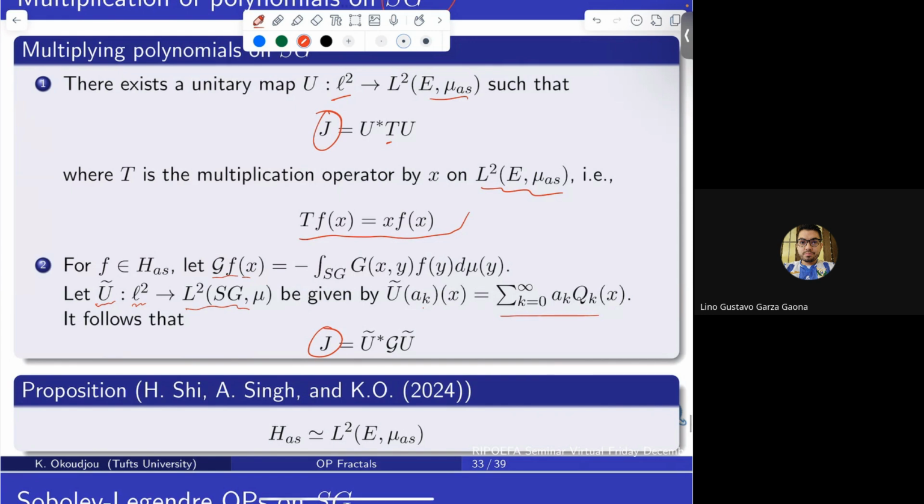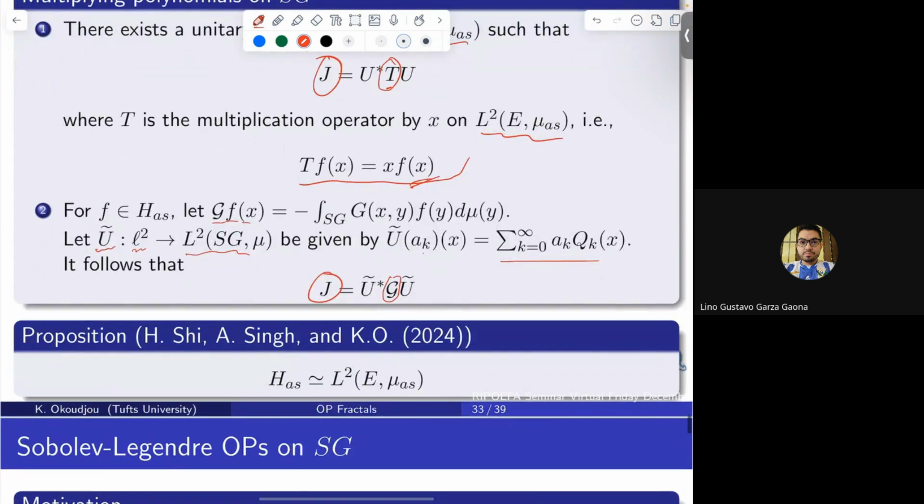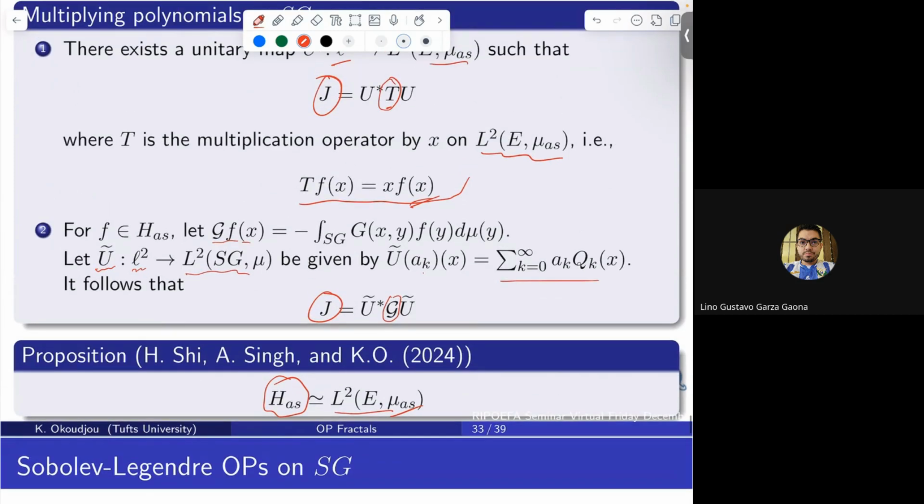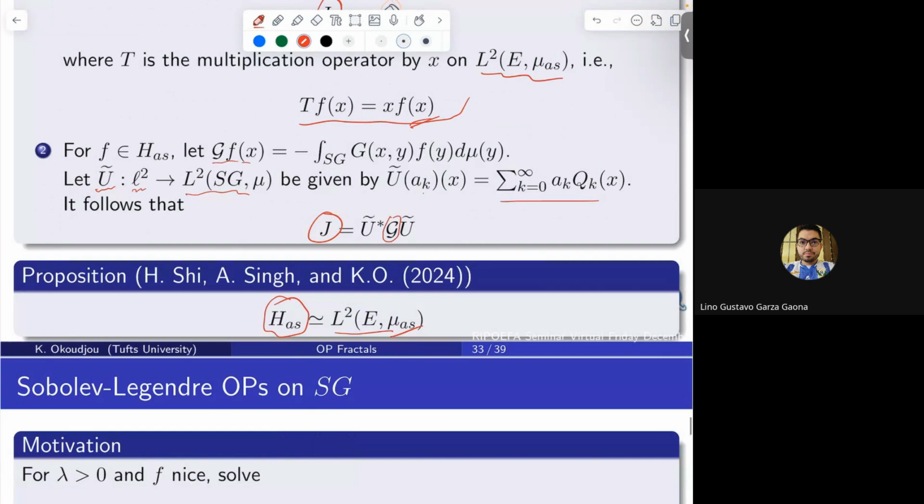So this allows me to see how this operator, which is a multiplication operator on the real line, can be identified with the Green function or the Green operator on the Sierpinski gasket. As a result, we're able to identify exactly the space of orthogonal polynomials that are anti-symmetric on the Sierpinski gasket with L2 on this interval with respect to this measure. This part is still something we're trying to clean up to publish, but these are some of the main results that we have obtained so far.